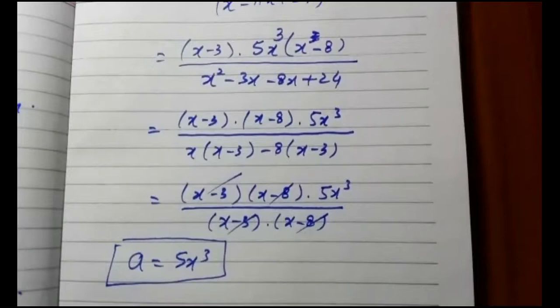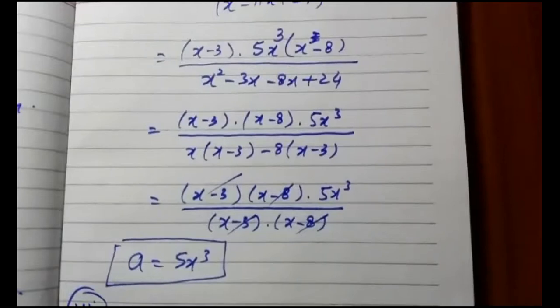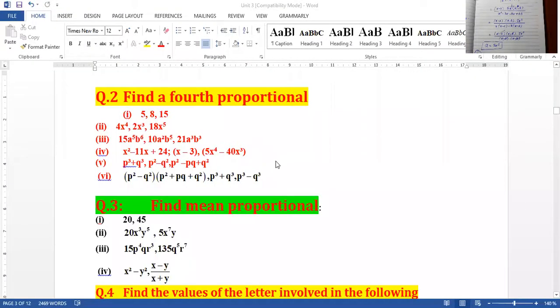Very next question, part number 6 from question number 2. So let me write the statement. I will share it with you on the screen as well. This is the part number 6 we are writing. It is written in black. The statement says: find the fourth proportion of p square minus q square dot p square plus pq plus q square.